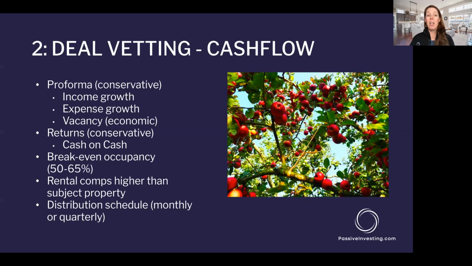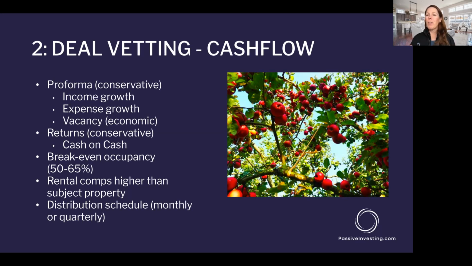Now, break-even occupancy. If we're talking multifamily, I want to see a break-even occupancy somewhere between 50 to 65%. That's historic vacancy, economic vacancy that we have never seen. But if the deal works at 50 to 65% occupancy, amazing, because if you can stay above 80%, you can certainly float all the bills on the project, and the asset will not be at risk.